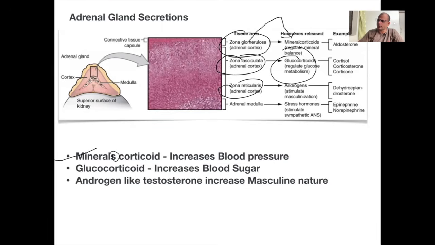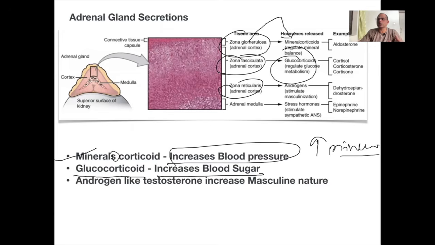That is mineralocorticoid increase blood pressure while increasing the minerals like sodium, potassium, many other minerals. Glucocorticoid increases the blood sugar by increasing the sugar level. And the third, androgen or the testosterone, is increase the masculine nature.